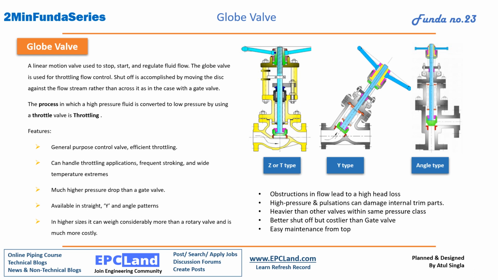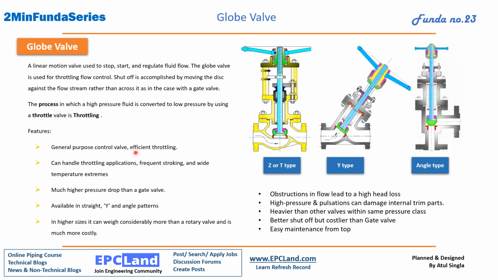So when the shutoff is complete by moving the disc against the flow, there will be throttling. The process in which high pressure fluid is converted into low pressure by using a throttle valve is called throttling. Throttling will happen only when we are moving something against the flow. There will be a huge pressure drop. So these are the main features.